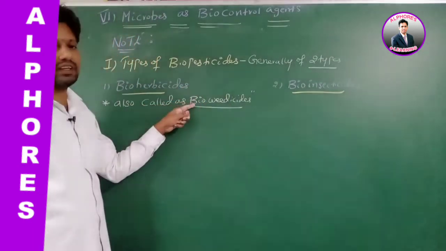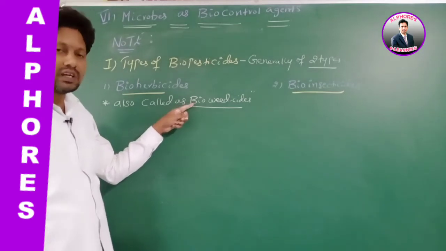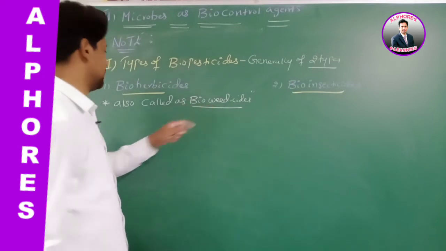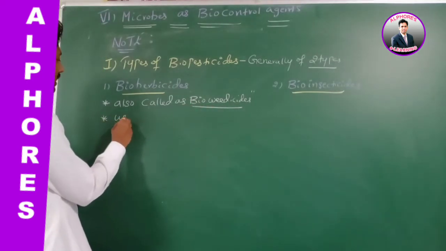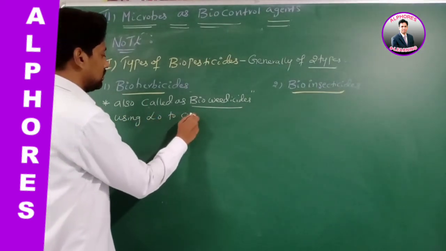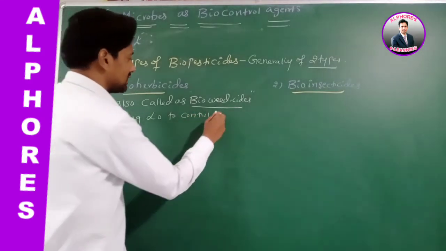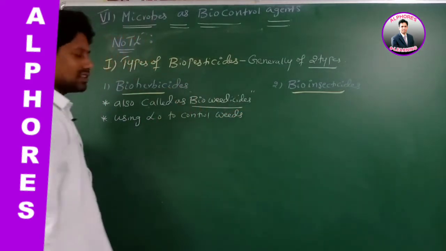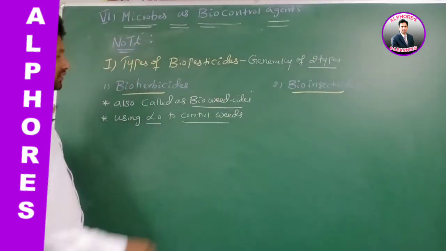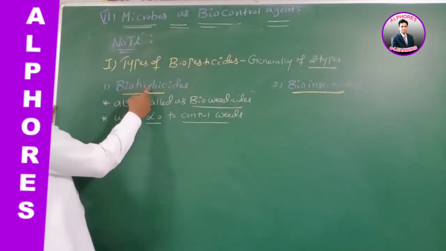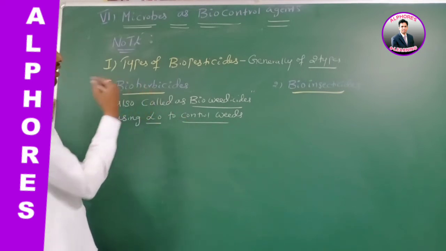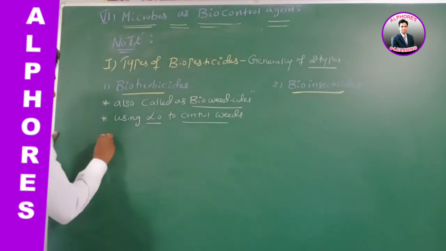Bio means living organisms, right? Therefore, using living organisms to control weeds. Now listen to this statement carefully. The living organisms which are used to control weeds, those living organisms we call bioherbicides. Living organisms which control weeds are called bioherbicides.